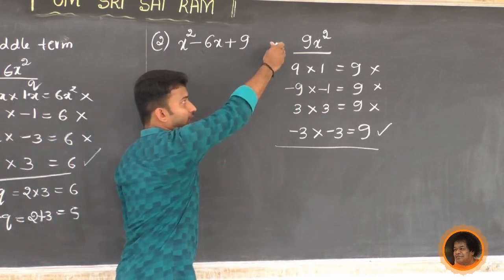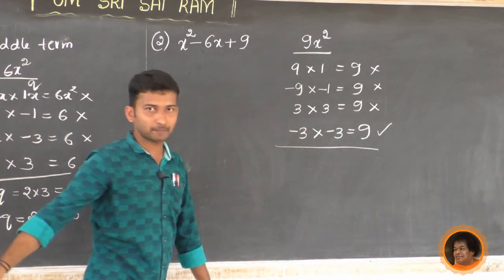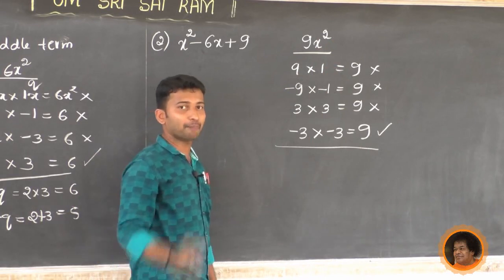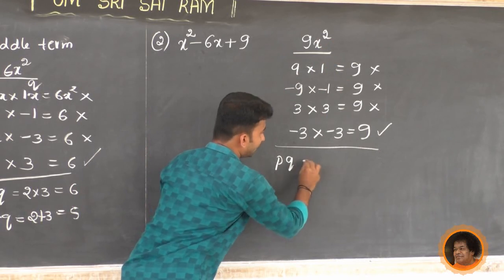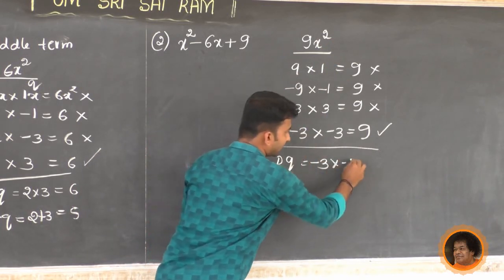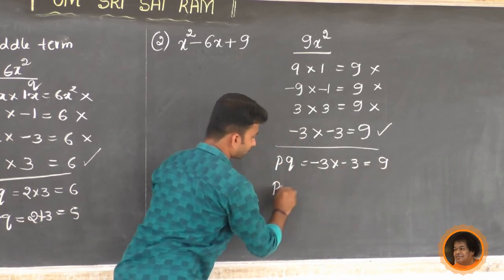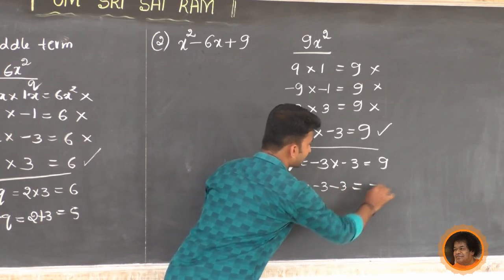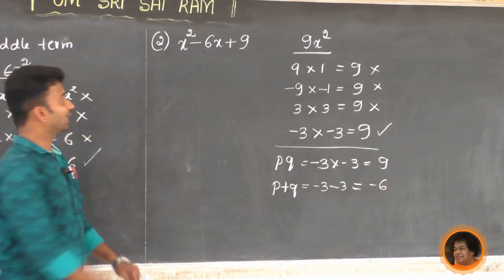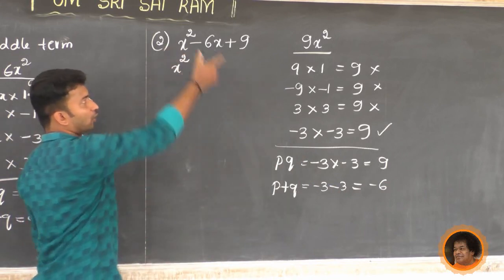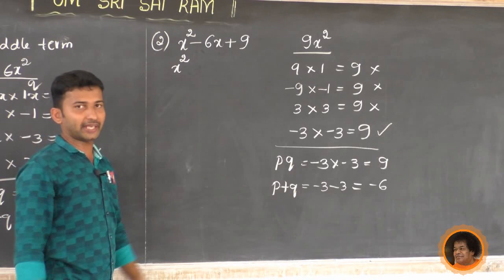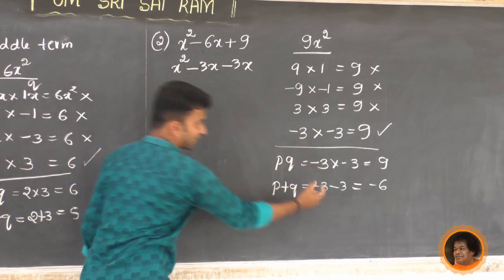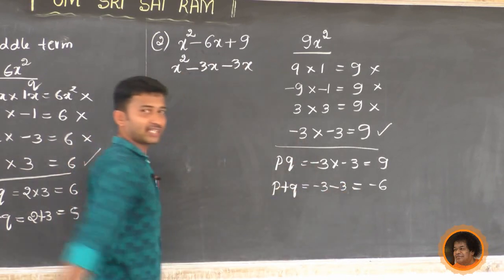Now we know that these are all the possible factors of P and these are all the possible factors of Q. We need a best selection. So P into Q is equal to minus 3 into minus 3 is equal to plus 9, and the sum of the values P plus Q, that is minus 3 minus 3, is equal to minus 6. Next, in x square, we have to split minus 6x as two values. So our values are minus 3x and minus 3x, because the variable is x.